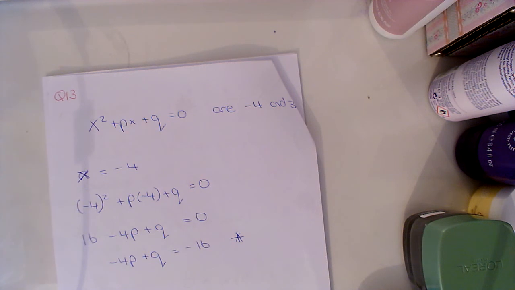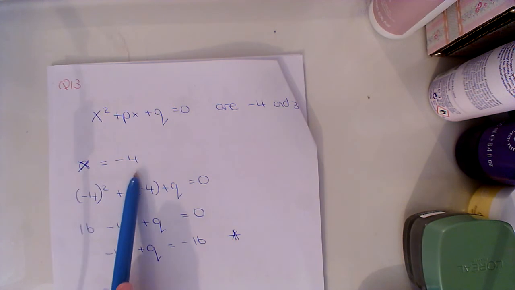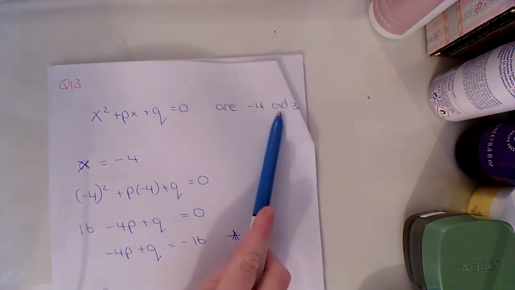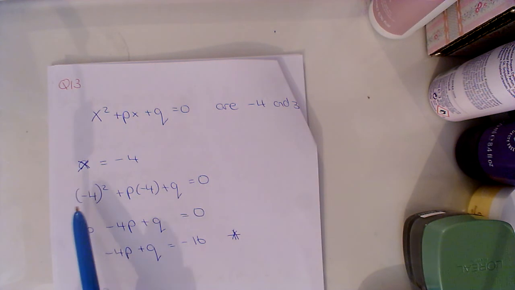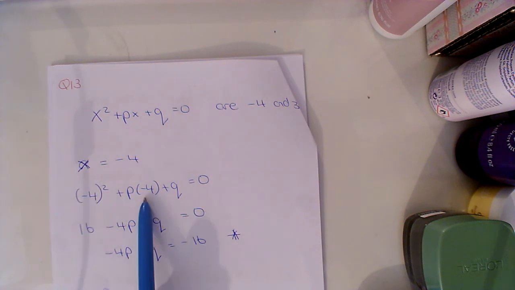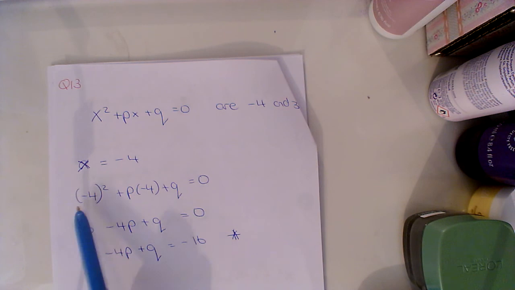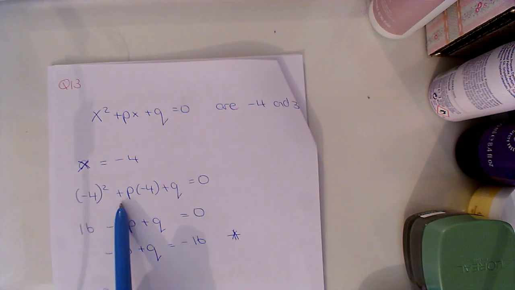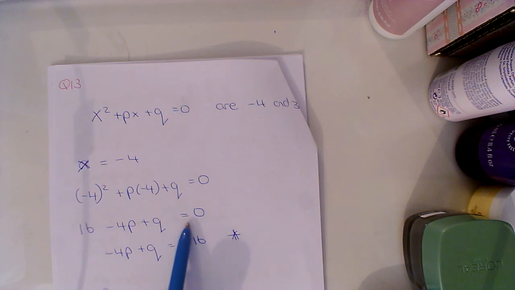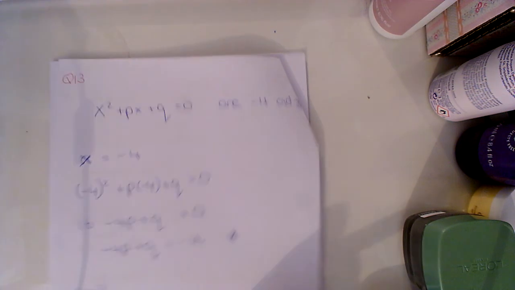Question 13 then, I have the roots of the quadratic equation x squared plus px plus q is equal to 0 are minus 4 and 3. By substituting each root into the equation, form two equations in p and q. So I sub in, so my first one, x is equal to minus 4, because I was told the roots are minus 4 and 3. So when I sub in minus 4, I have minus 4 to be squared plus p bracket minus 4 plus q is equal to 0. Minus 4 squared is 16. Plus p by minus 4 is minus 4p, plus q is equal to 0. So I have minus 4p plus q is equal to, I bring the 16 over, it becomes minus 16. That's my first equation.